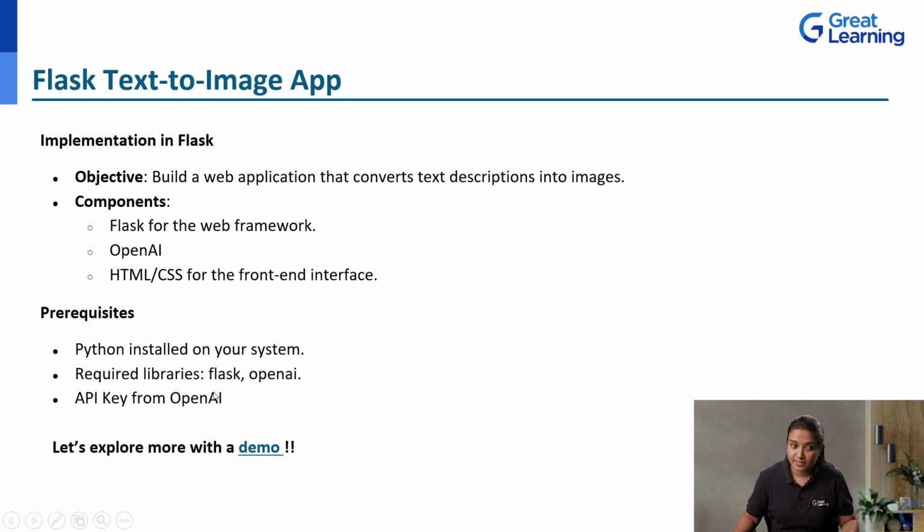What are the prerequisites you need for this? First is Python to be installed in your system. Next, you have to have the required libraries, that is Flask and OpenAI, and you have to have an API key from OpenAI. These are the basic requirements to start off with the development of this application.